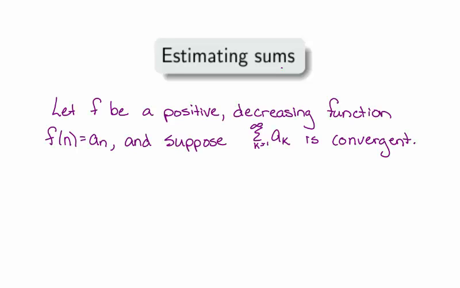We conclude this section by exploiting the idea behind the integral test to actually estimate the sum of a convergent series. The idea that we exploit is the fact that the integral test is really approximating infinite areas by series. As before, let f be a positive, decreasing function, f of n equal an, and suppose that the sum k equals 1 to infinity of ak is convergent.